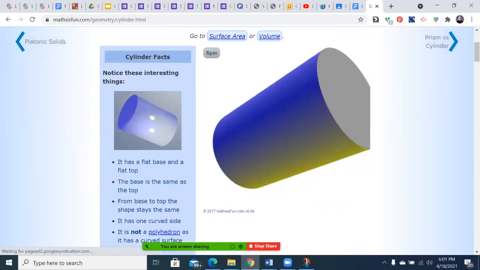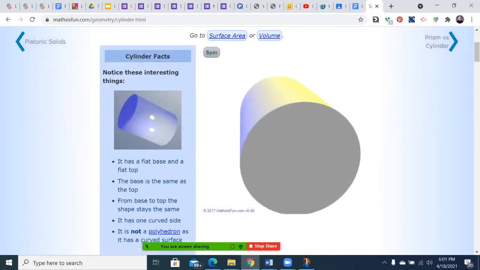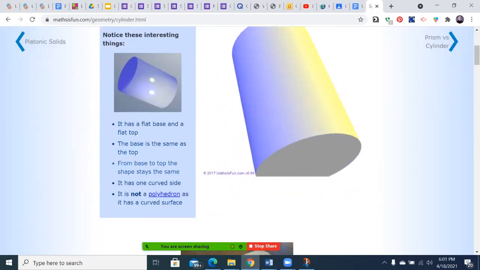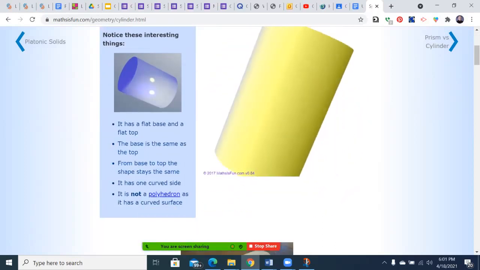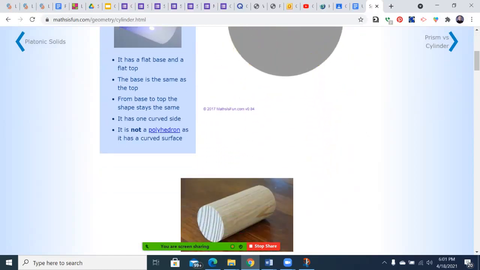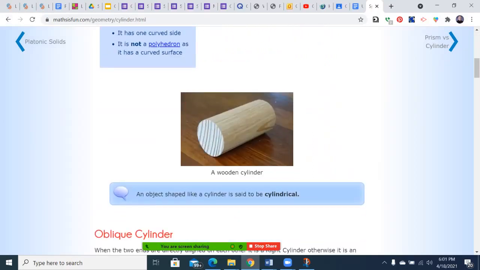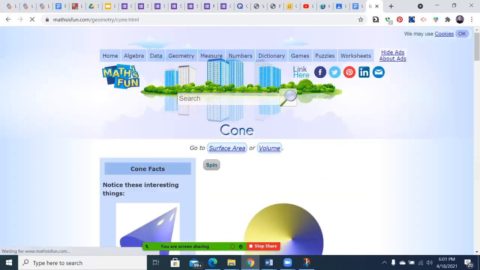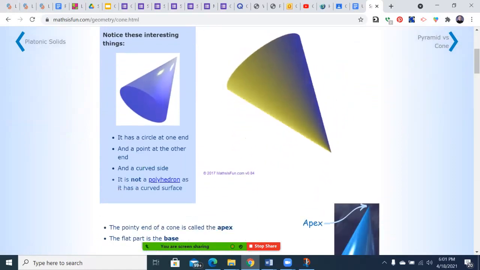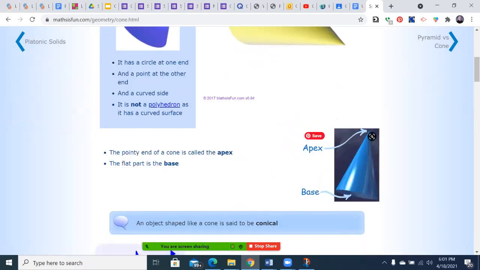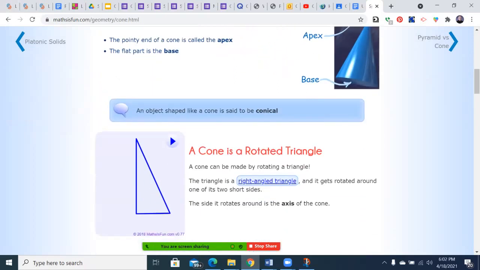A cylinder, flat base and a flat top. The base and the top are the same. Has one curved side. You can see it kind of spinning around. You have this wooden peg. And we say an object that is shaped like a cylinder is said to be cylindrical. A cone, you can see it sliding around here, has a circle at one end, a point at the other. So it's the apex and the base. And we say an object shaped like a cone is said to be conical.